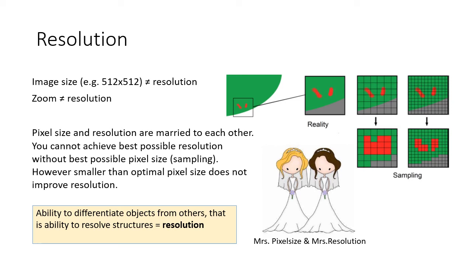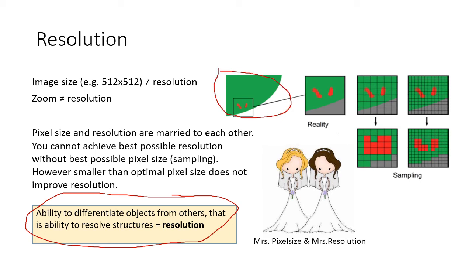Resolution is defined as an ability to differentiate objects from each other, and this is something you should try to remember. So here we can see a cell with, let's say, 2 vesicles, and the vesicles are red, and then we have 2 different samplings. On the left we have sampling number 1, on the right we have sampling number 2.